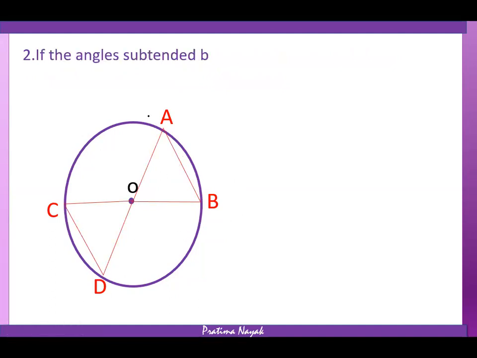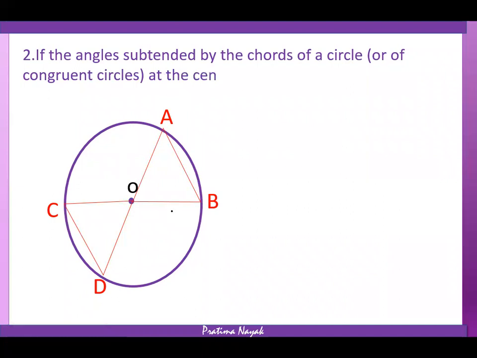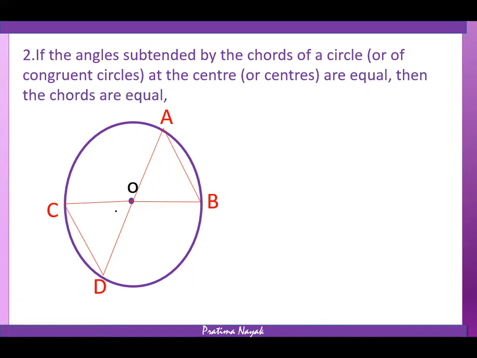2. If the angles subtended by the chords of a circle or a congruent circle are equal, then the chords will be equal. This is just the opposite of 1. If these two angles are equal, then automatically these chords will be equal. If angle AOB is equal to angle COD, then AB is equal to CD. Length of AB is equal to length of CD.